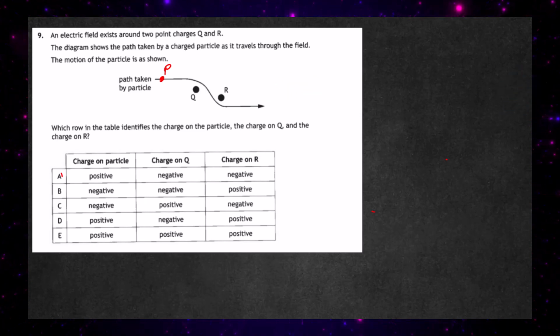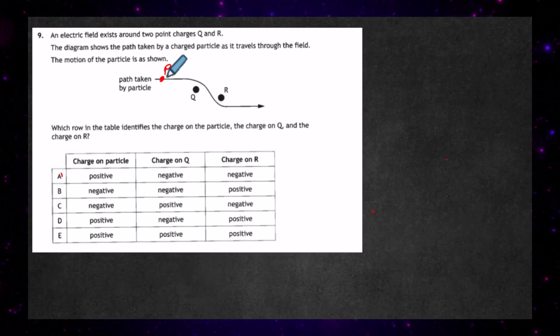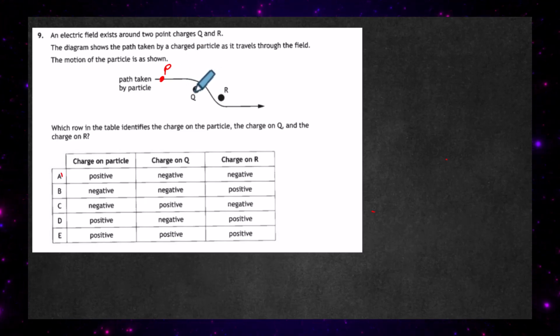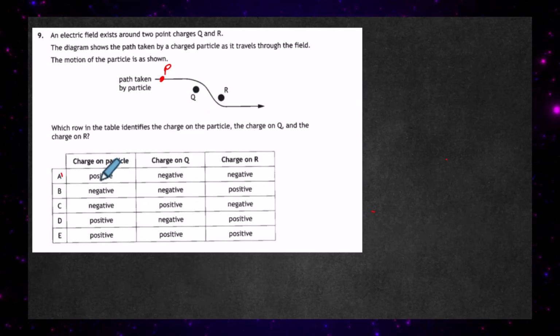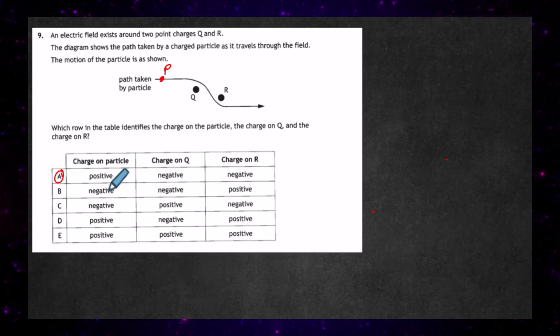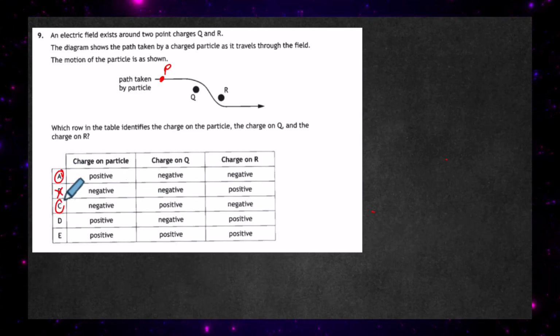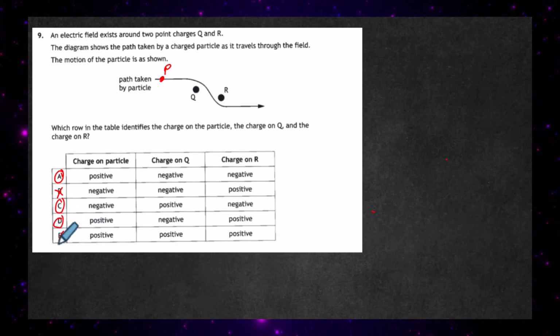Well, if P is attracted to Q, if P moves along and bends in towards Q, we must deduce that particle P and the charge Q must be different charges. They must be opposite charges for attraction to take place. So if we've got positive, we're looking for negative. So it could be A. Negative, negative, rules that one out. Negative and positive, it could be that one. Positive, negative, it could be this one. And positive and positive, we rule that one out.